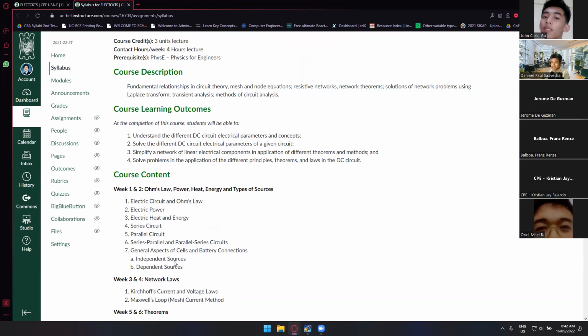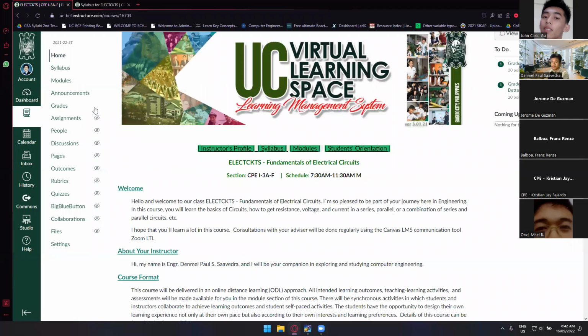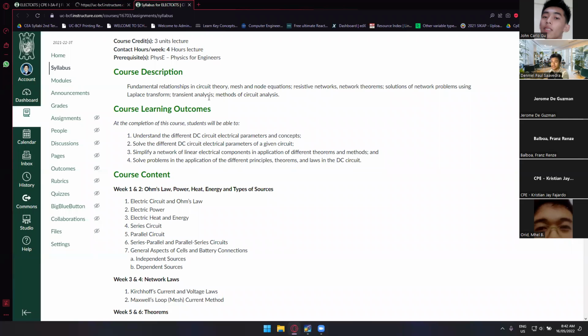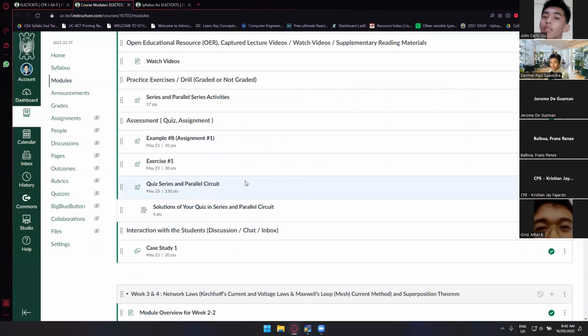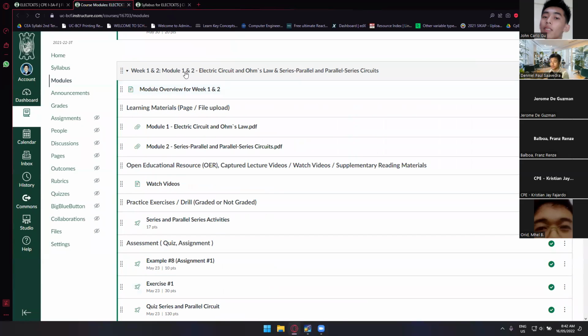Okay, and then here are the list of topics that will be discussed under this specific module. So one more thing that you guys need to know is that under week 1 and 2, we have a total of 2 modules. So basically, this was divided into 2. The first one is, I think, this one, and the second one is the types of sources. Anyway, you guys can already see it under the week 1 and 2, module 1 and 2.